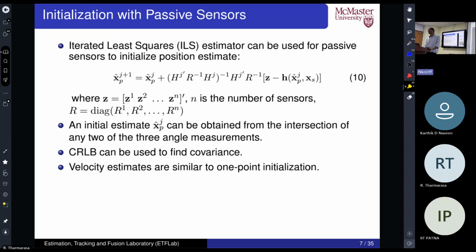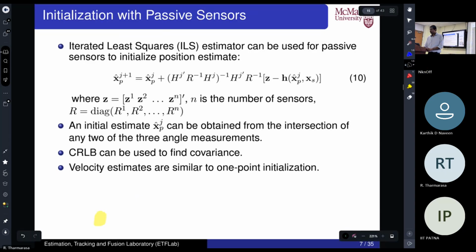This is the other thing that people are asking about, how to initialize with the passive sensor, angle only sensor. Again, this is a harder topic. So in this one, we are talking about, say, you have 3 passive sensors, 3 angle only sensors, you want to initialize the state. So I see no clutter for now.